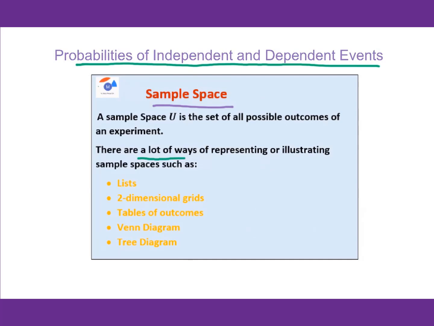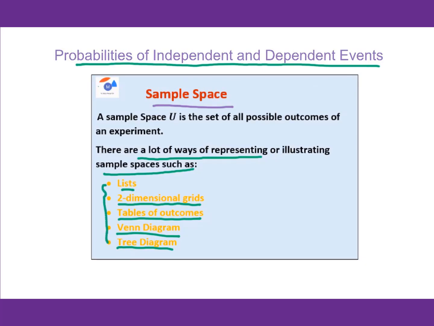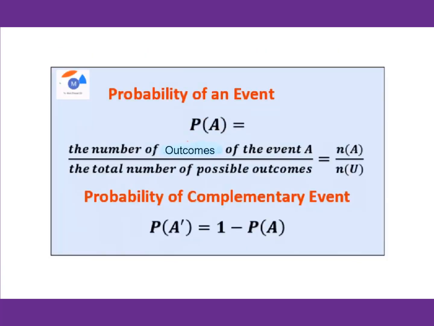There are a lot of ways of representing or illustrating sample spaces, such as lists, two-dimensional grids, tables of outcomes, Venn diagram, and a tree diagram. In IB Math, we will talk about all these 5 ways of representing sample spaces.